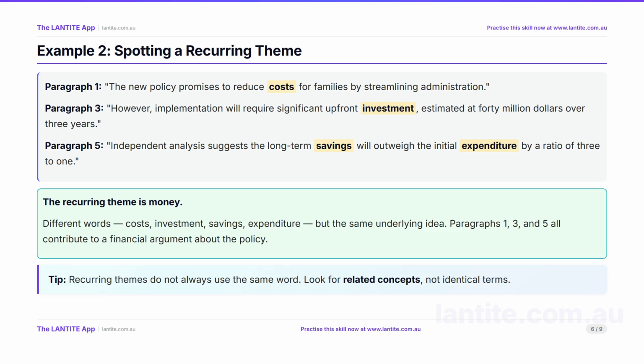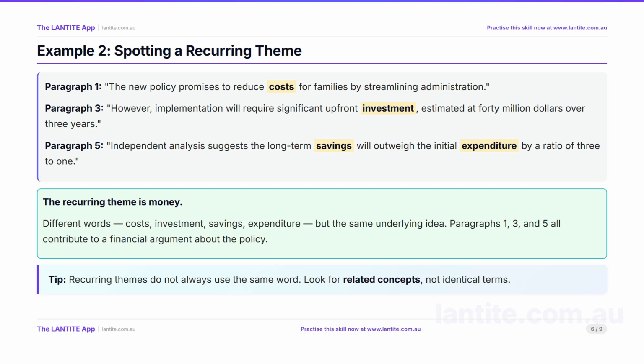Now, let us look at spotting a recurring theme. Paragraph 1 mentions reducing costs for families. Paragraph 3 talks about upfront investment of $40 million. Paragraph 5 discusses long-term savings outweighing the initial expenditure. Do you see the thread? The recurring theme is money.